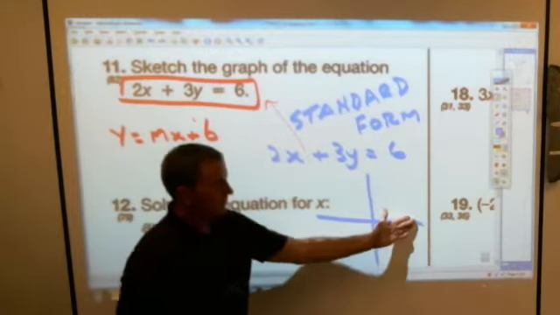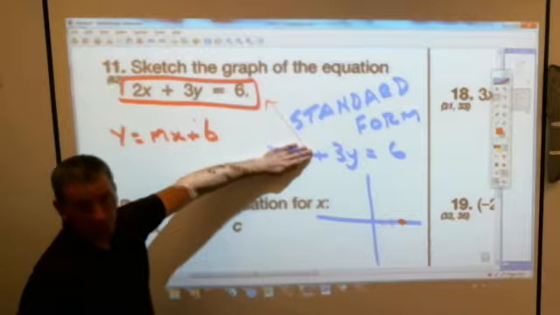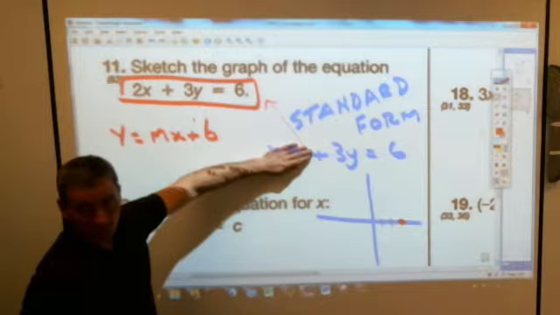Then you do the same thing: cover up the 2x, and you get 3y equals 6, which means y is... 3 times what is 6? 2. So where y is 2, you put a dot. And guess what? Now you've got two points and you have graphed that line. Standard form. That is amazing.